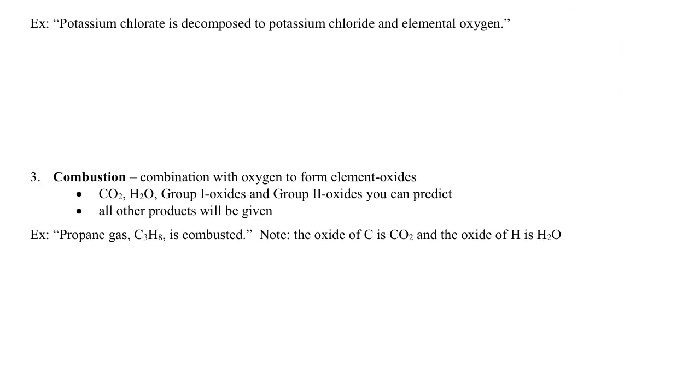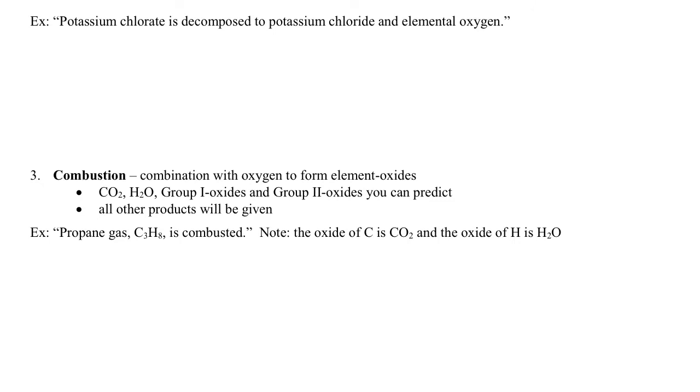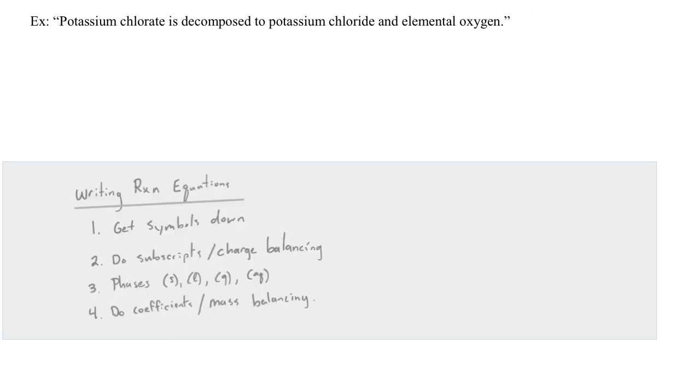Here we see potassium chlorate is decomposed to potassium chloride and elemental oxygen. Let's turn this into a chemical equation by following our 4 steps. First, let's start by writing down the symbols. On the reactant side here, we have potassium chlorate. Potassium has the symbol K, and chlorate, what is that? Is that a chlorine atom?